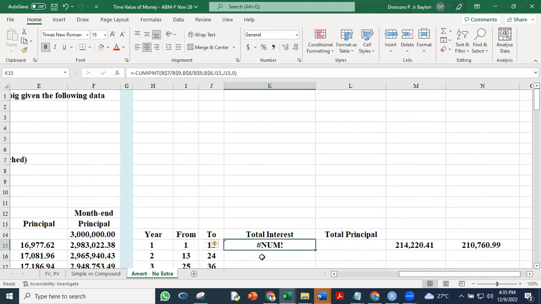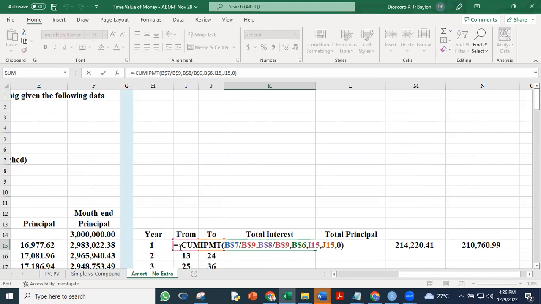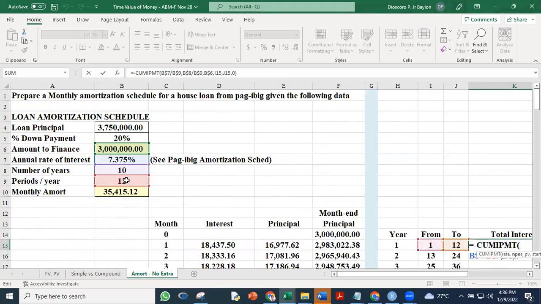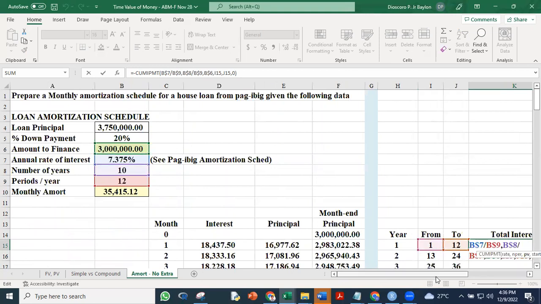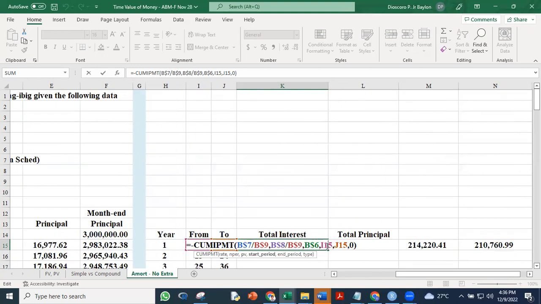Okay, control enter. Oops, something's wrong with our formula. So negative cumulative interest payment. Okay, the rate is B7 over B9. And then the nper is B8 over B9. And then our present value is 3 million. We have to fix this, fix the row. And then start period is 1. End period is, okay, that's 12. These are months, right? And type is 0.